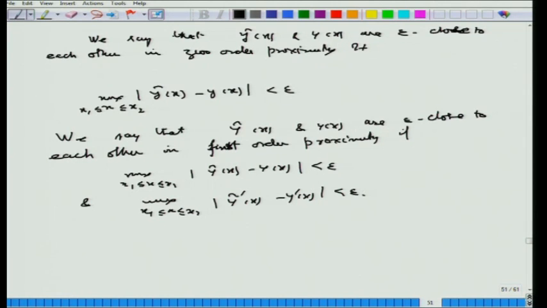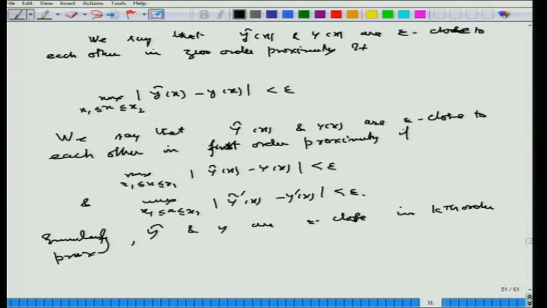So, this can be generalized, and similarly for k order proximity, y tilde and y are epsilon close in kth order proximity if the absolute value of y tilde jth derivative x minus y jth derivative x is less than epsilon for j equal to 0, 1, 2 up to k. The 0th order means the function itself.